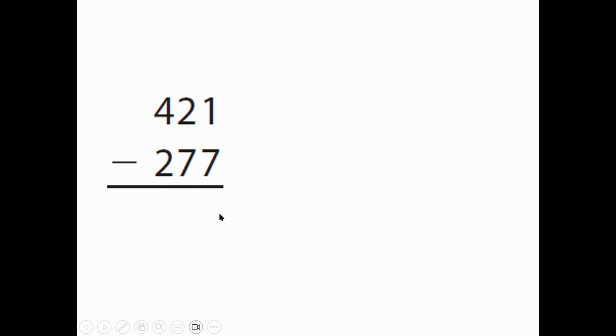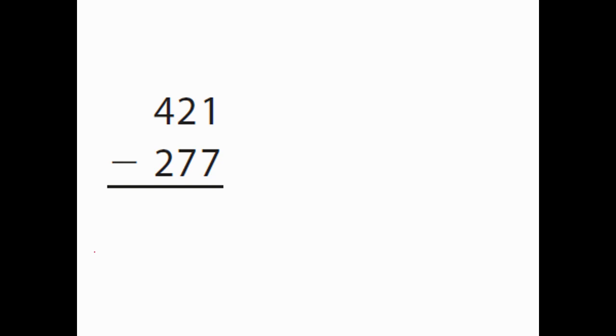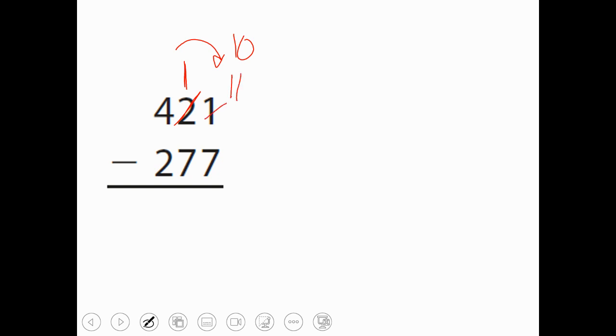So if I have 1 minus 7, well, I know I cannot subtract 7 from 1. So what I'm going to do is cross off my 2 and borrow 1. But I'm actually not borrowing 1, I'm actually borrowing 10. So I'm going to bring over 10. So 1 plus 10 is 11. Now I can subtract 7. 11 minus 7 is going to give me 4.